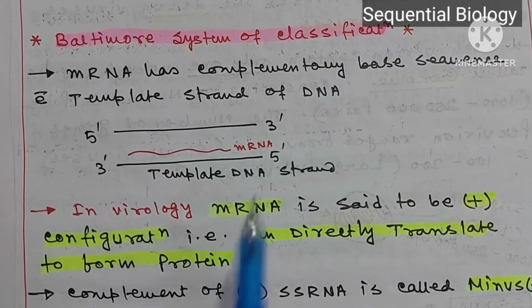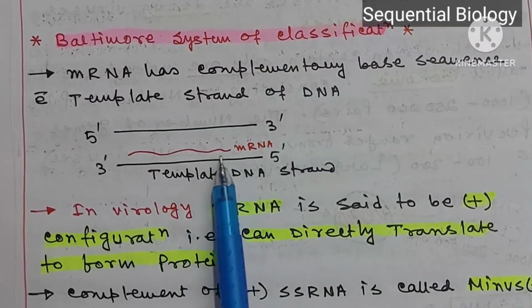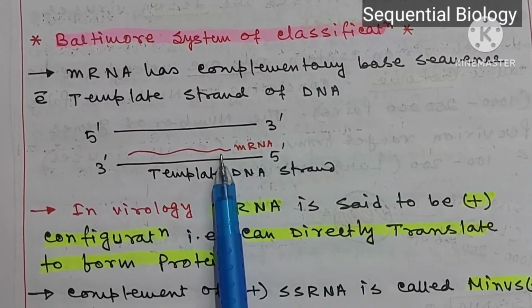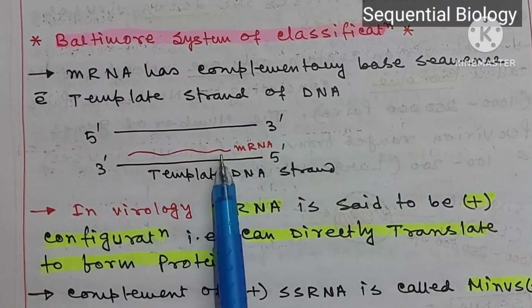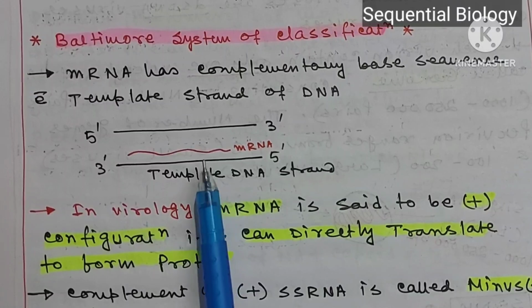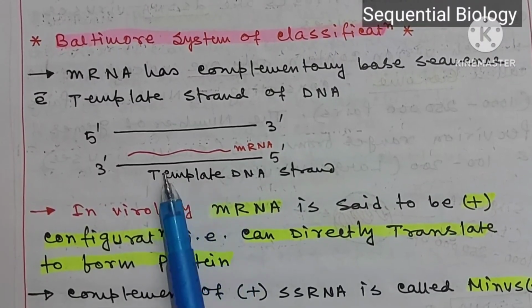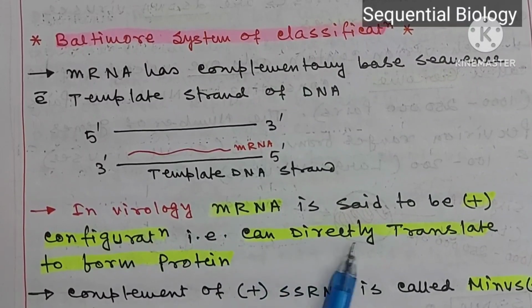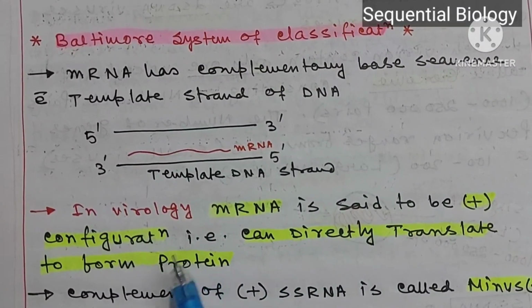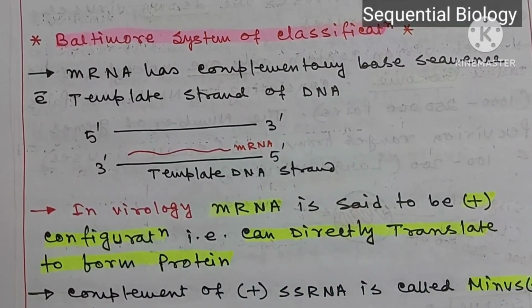The mRNA undergoes translation, and you know the mRNA contains many genetic codes, and on the basis of this code the amino acids will be arranged during translation, and this will synthesize the protein. So this mRNA directly translates to form the protein, and it is called the plus strand.